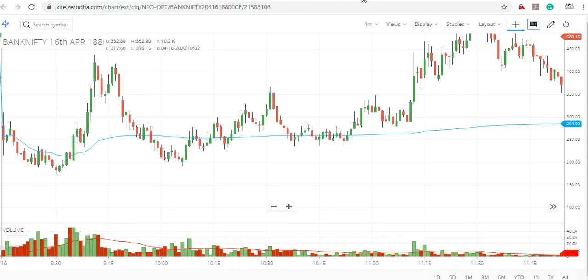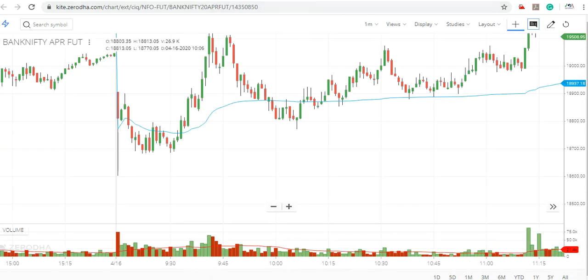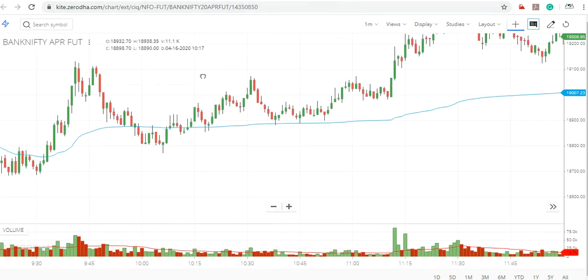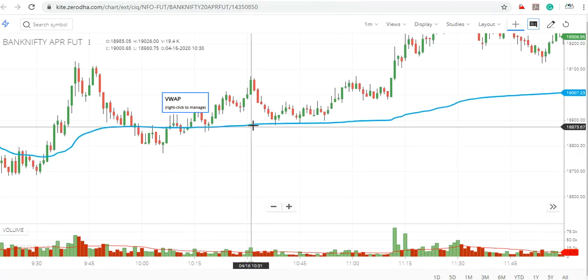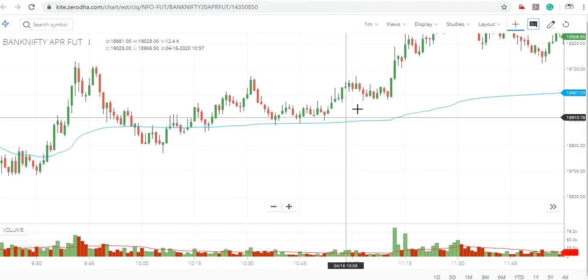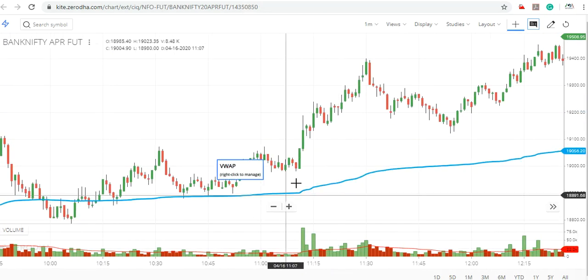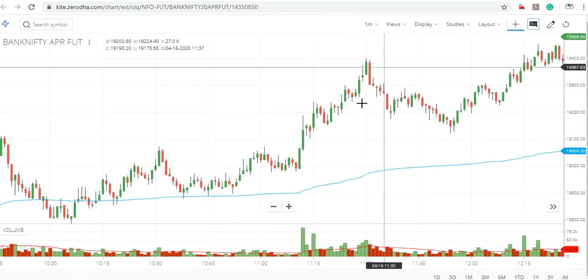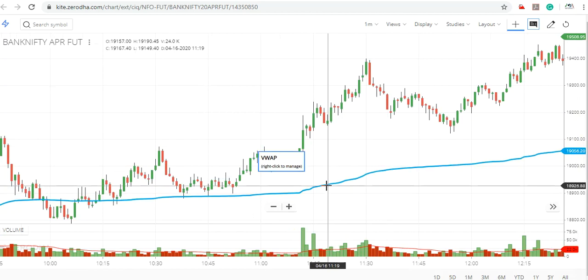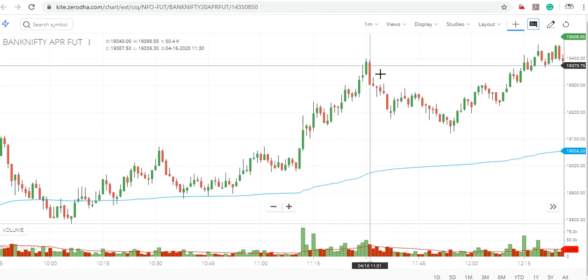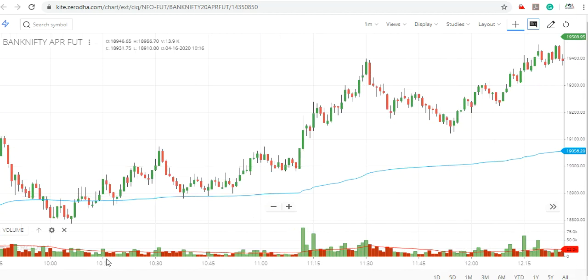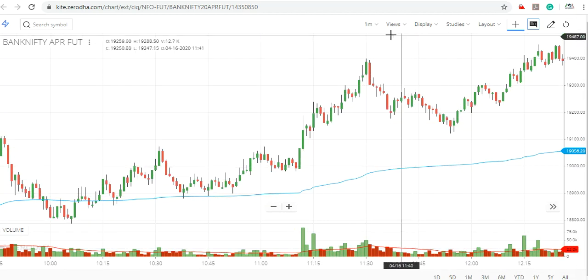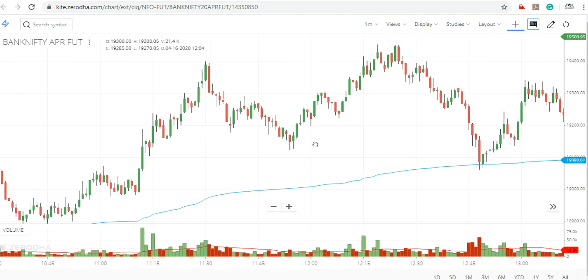Now we'll go to futures again. Okay, here we'll see. Try to take it as far as possible from the VWAP, such that the market will come back near VWAP. The market will always tend to come back near VWAP. If it is down, it will come back to the VWAP. If it is at the top, then also it will come back to VWAP.